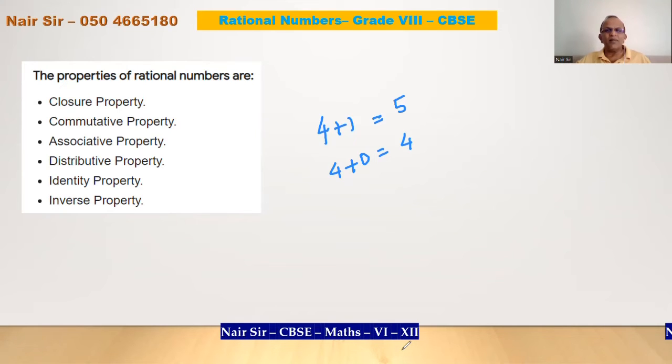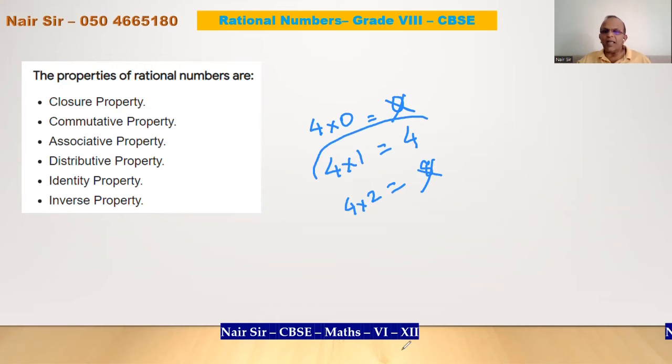Am I clear? Going further, multiplicative identity. Sir, you told me 0 is the identity property. 4 into 0 is what? Is it 4 or 0? It's 0. It has lost its identity. What is it that I can multiply it with? If I multiply it with 1, I get 4. If I multiply it with 2, I get 8. Identity lost. Identity is only maintained in this. So 1 is the multiplicative identity.